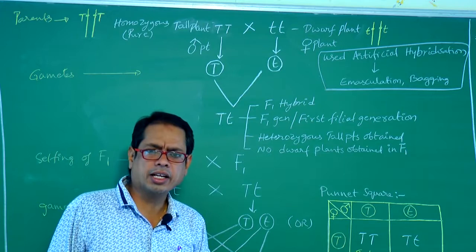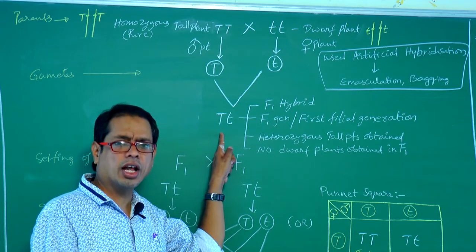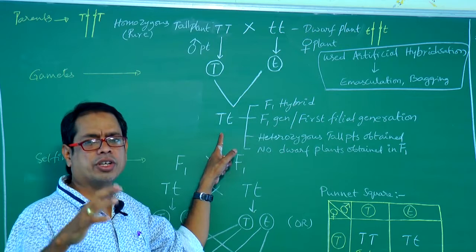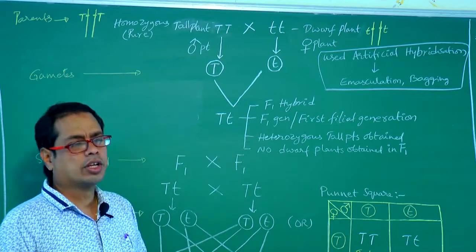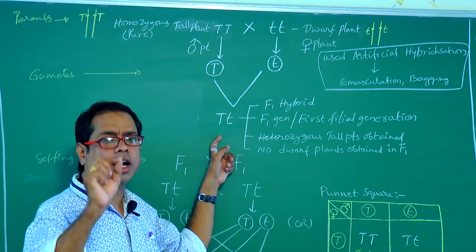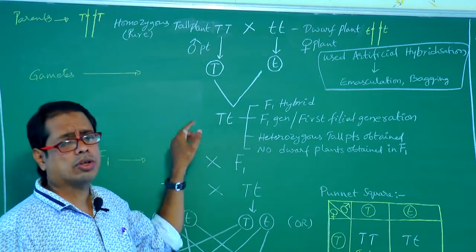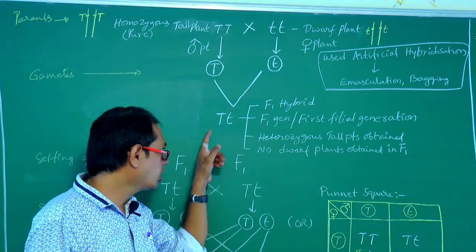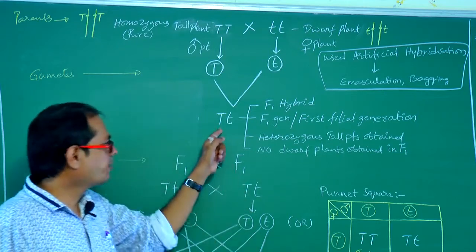So what is dominant character? That means the character that is expressed in F1 generation is called dominant character. The character that is not expressed in F1, suppressed in F1, is called recessive character. So in F1 generation only tall plants are obtained and dwarf plants are not obtained, isn't it? So phenotypically it is tall. Genotypically capital T, small t. Right. This is F1.